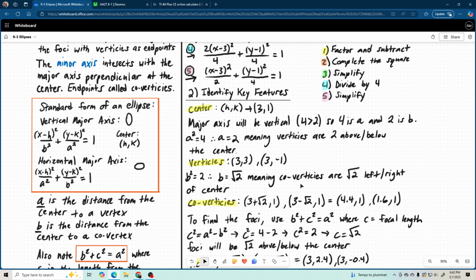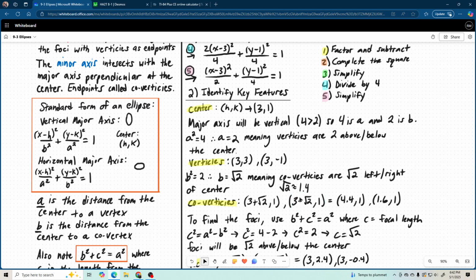All right, now to make this a little bit easier, just so I can show you what's going on over here, the square root of 2 equals approximately 1.4. It's like 1.41 or something like that. So it equals approximately 1.4.